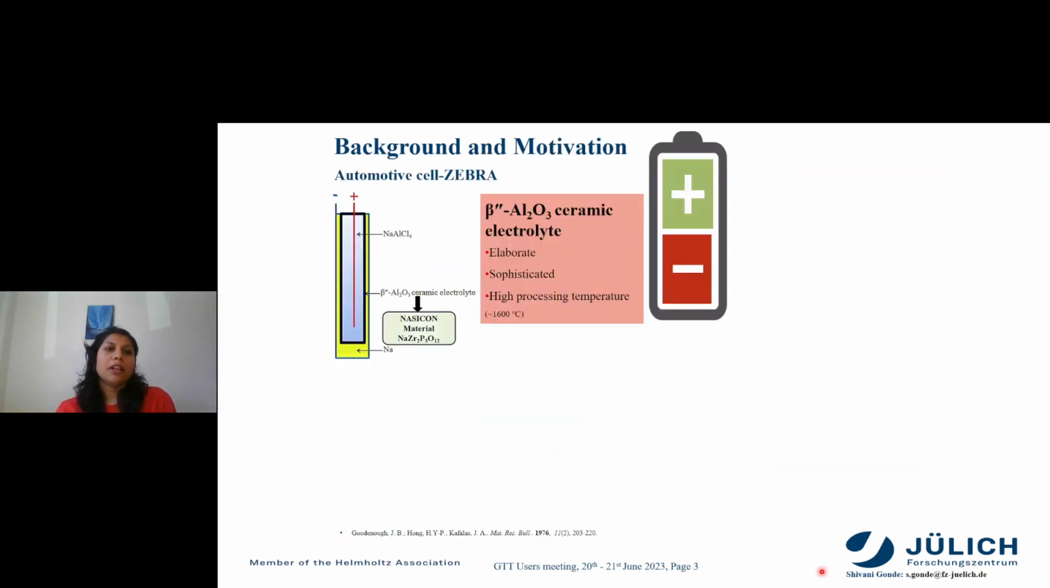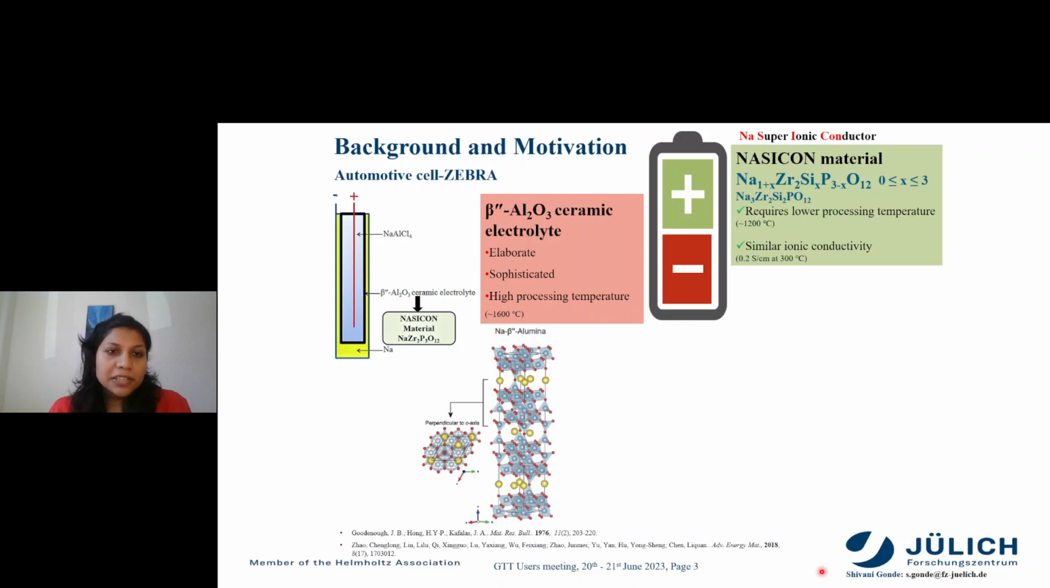One such example of an automotive cell is called the zebra cell. In the zebra cell, beta double prime alumina serves as the ceramic electrolyte. The processing of this electrolyte is highly elaborate, sophisticated, and requires high processing temperatures of about 1600 degrees. Moreover, this material has a layered structure and sodium ions migrate between two-dimensional conducting planes only.